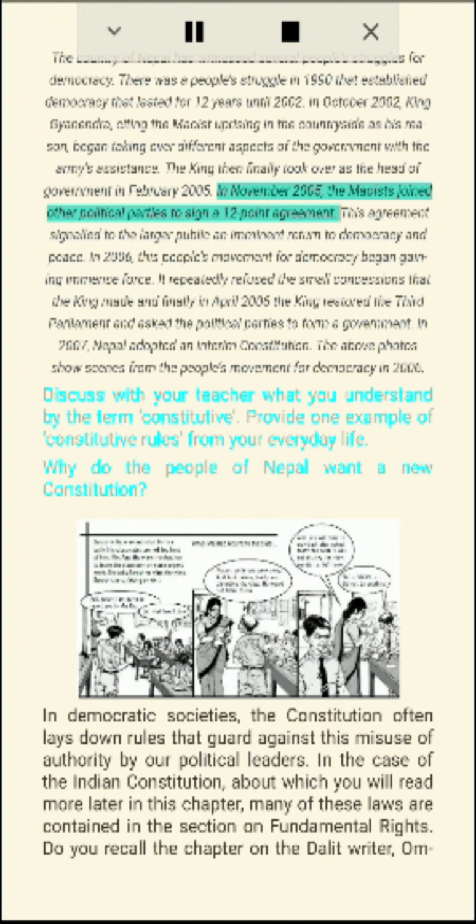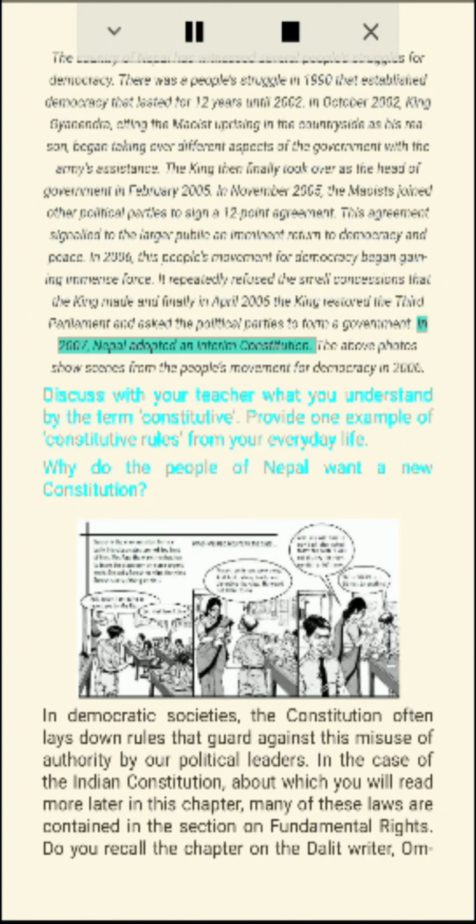In November 2005, the Maoists joined other political parties to sign a 12-point agreement. This agreement signaled to the larger public an imminent return to democracy and peace. In 2006, this people's movement for democracy began gaining immense force. It repeatedly refused the small concessions that the king made, and finally in April 2006 the king restored the third parliament and asked the political parties to form a government.